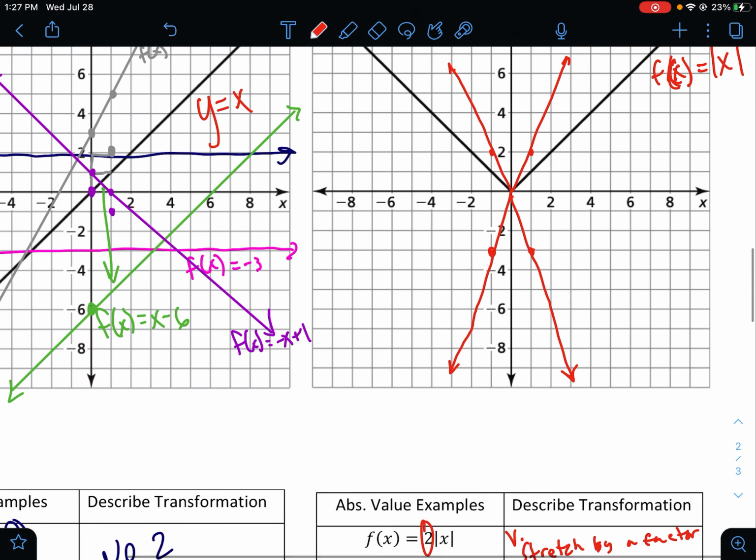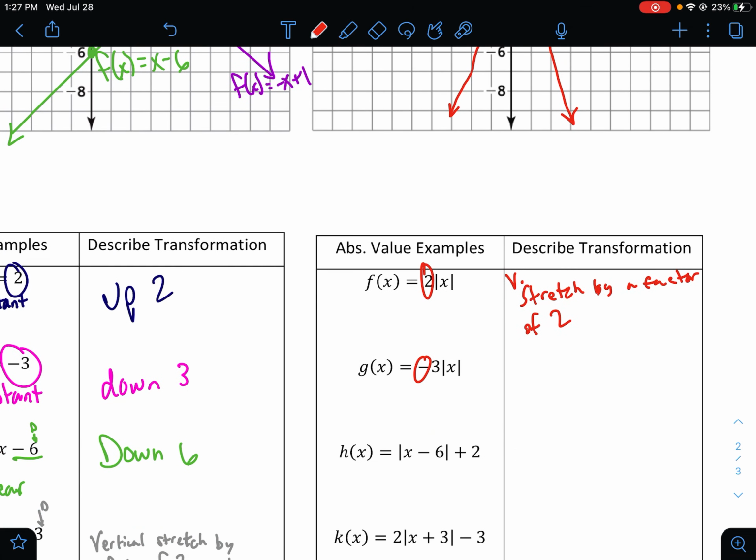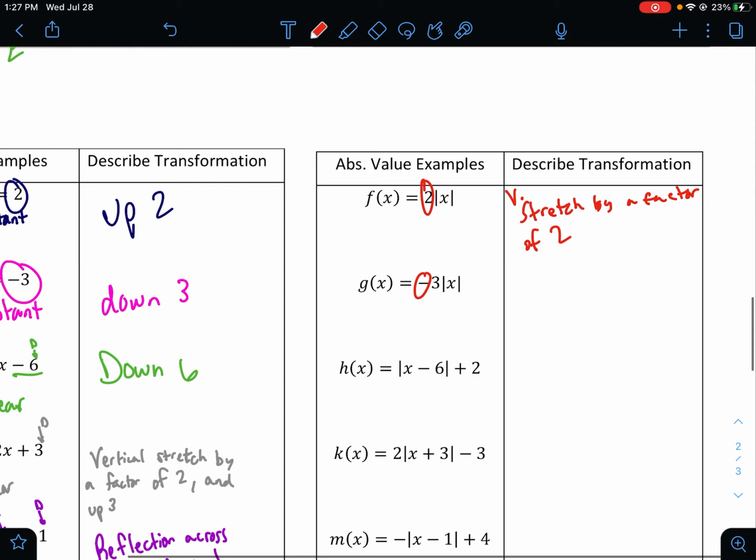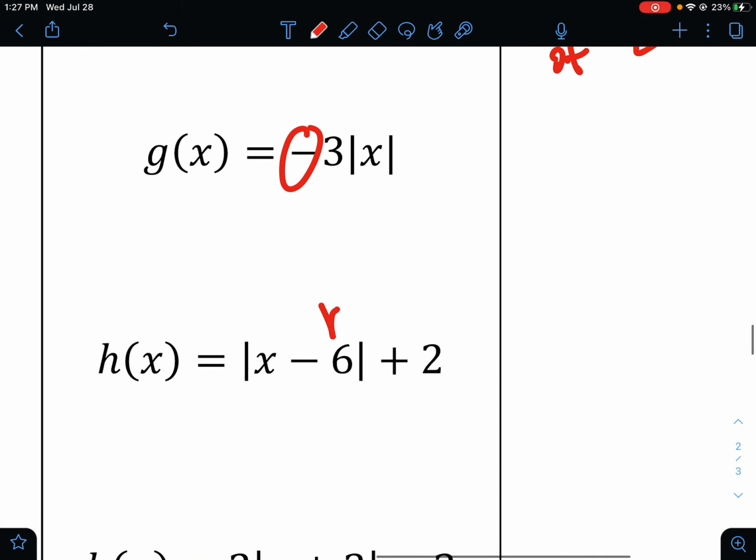but also upside down. So we would call that a reflection across the x-axis, and then a vertical stretch by a factor of 3. I'm not going to write all that down. H of x is pretty simple here. You do have this being acted on by C and D, which means all we simply have is a shift horizontally and shift vertically. You have to be careful here, as I told you before.